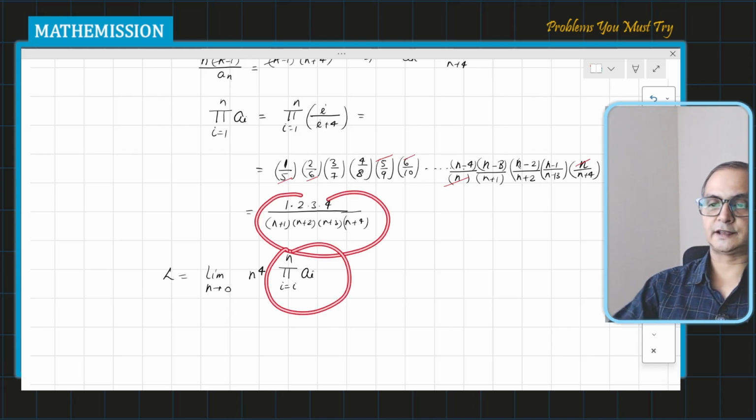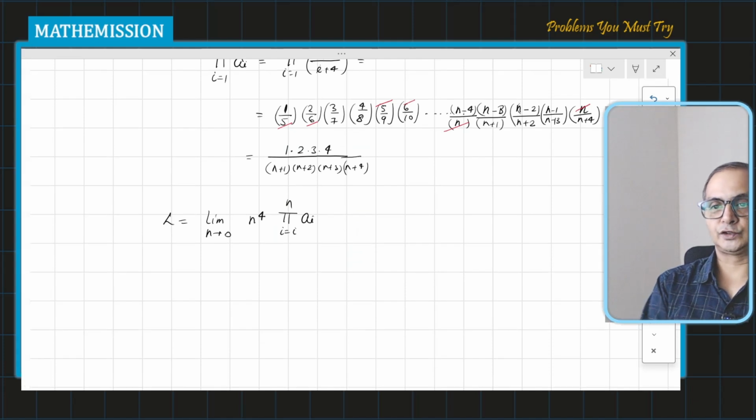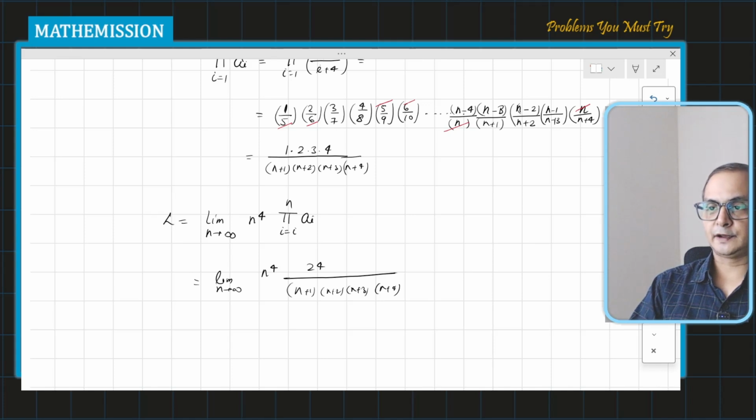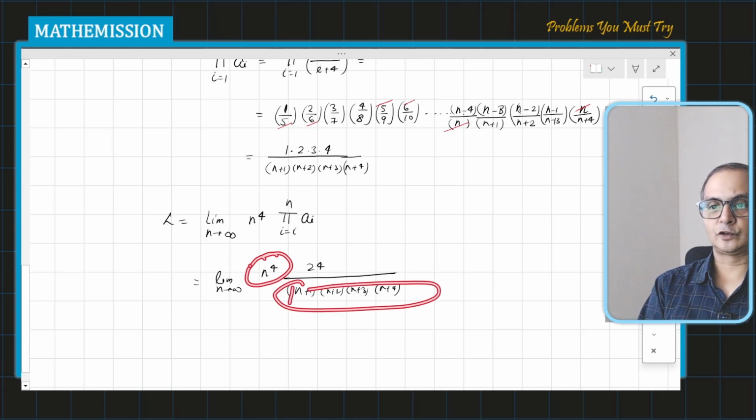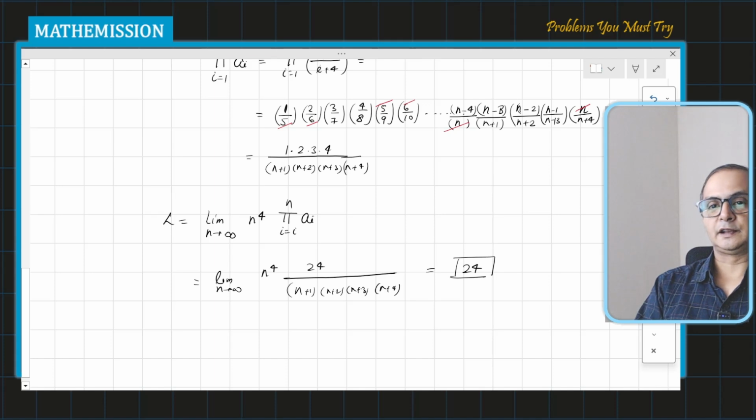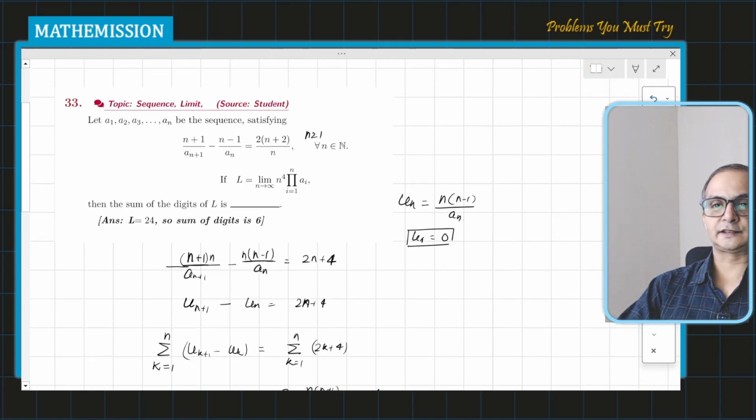This we have already found as this term. So I'm just substituting it, and many students might have understood this part. So limit n approaches infinity, n to the power 4, and that is going to be 24 on the top, and in the denominator I have n plus 1, n plus 2, n plus 3, n plus 4. You can notice that it's an infinity by infinity form, and the numerator is power 4. This is also degree 4, and the leading coefficients are 1 and 1. So this will directly give you 1 for the limit as n tends to infinity, and therefore our answer is 24. The limit value is 24, and so the sum of digits they're asking for, the answer is 6.